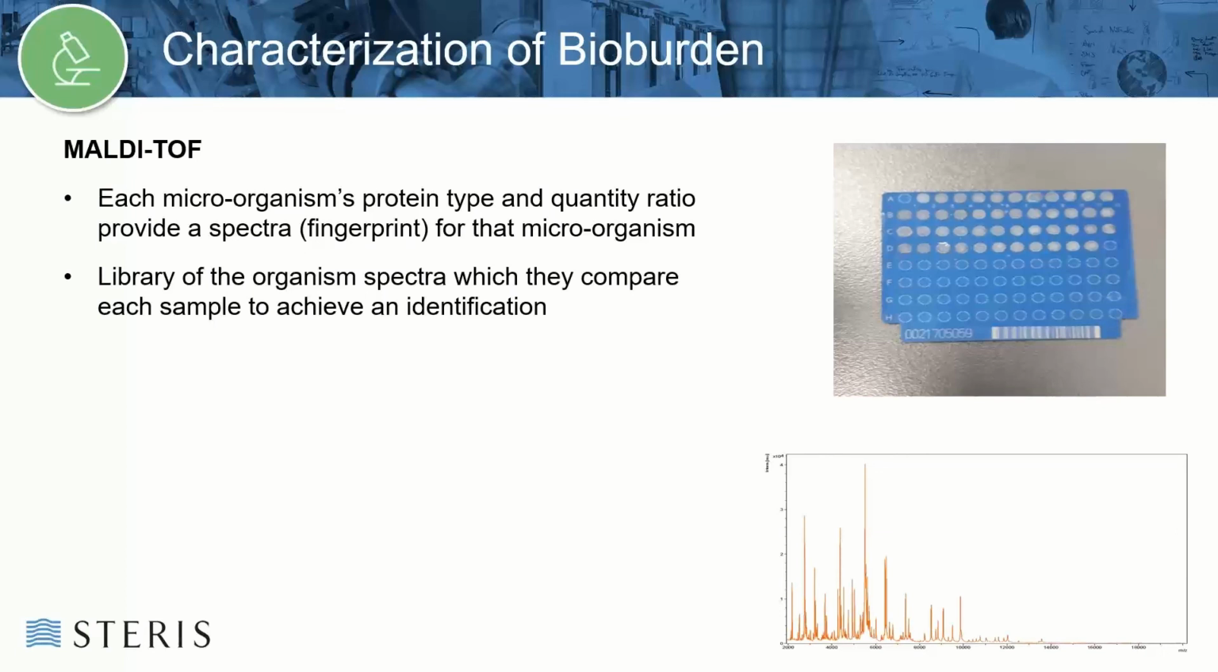Each microorganism's measured protein type and quantity ratio provide a spectra or fingerprint, shown at the bottom of the slide there. This spectra is compared against a library of other known organism spectra to achieve an identification.